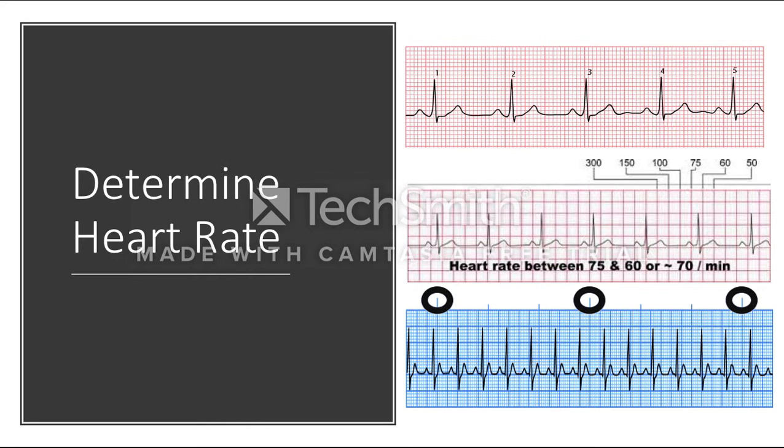The first thing we need to do is determine what our heart rate is. So the easiest way to do this is by using a 6-second strip. We can determine a 6-second strip by these tickers that are on the top of the strips. Each ticker is 1 second apart, and each of these little bit taller ones are 3 seconds apart. So it would be 1, 2, 3 seconds, 4, 5, 6 seconds, or we have 3 seconds, 6 seconds.